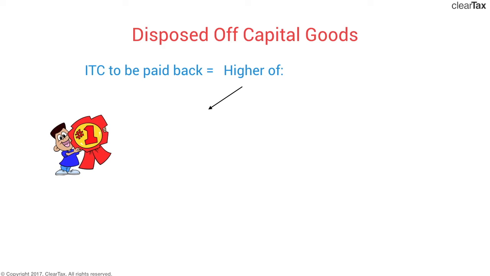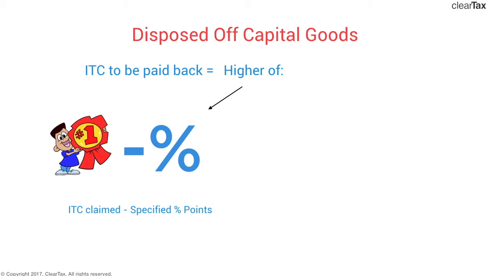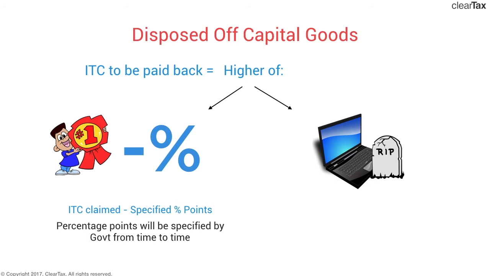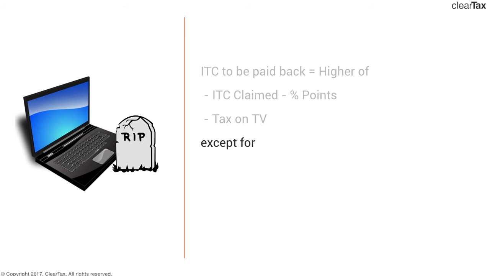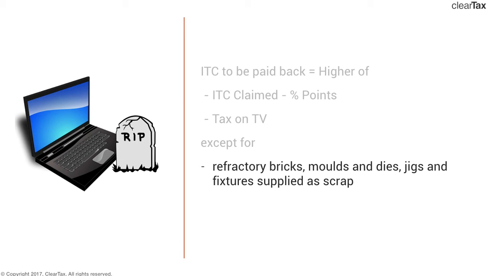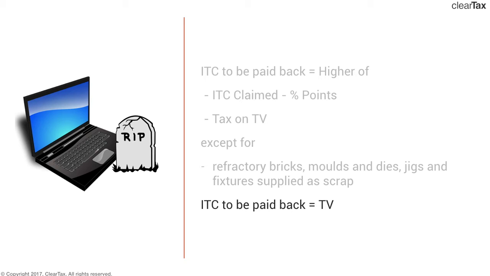The higher of input tax credit claimed minus a specified percentage point. This point again will be prescribed by the government, or the tax on the transaction value received on the sale or disposal of the goods. Higher of these two amounts would have to be paid back to the government. There's an exception if you're disposing of refractory bricks, molds and dies, jigs and fixtures supplied as scrap. Then the input tax credit that you'll have to pay back is just the transaction value. You need not check the higher of the two components, just pay back the transaction value.